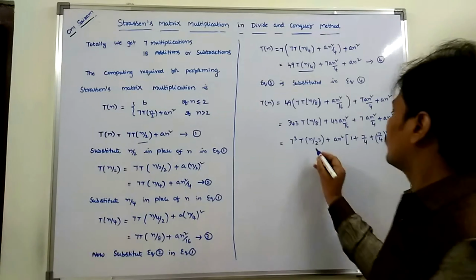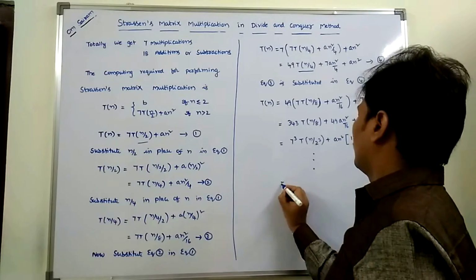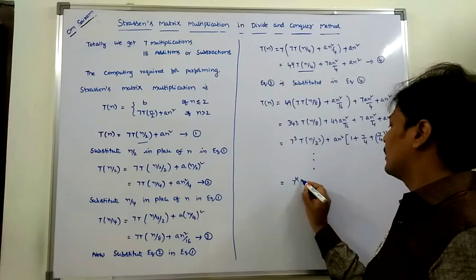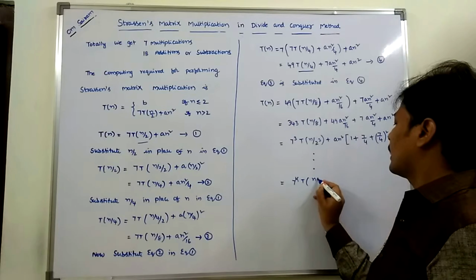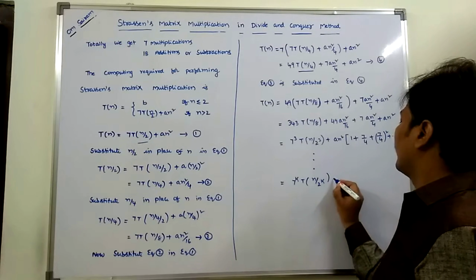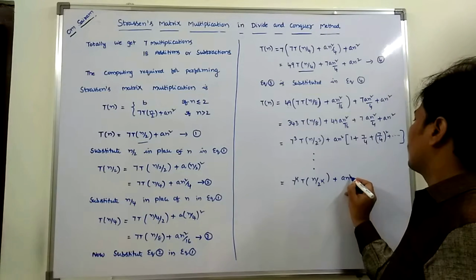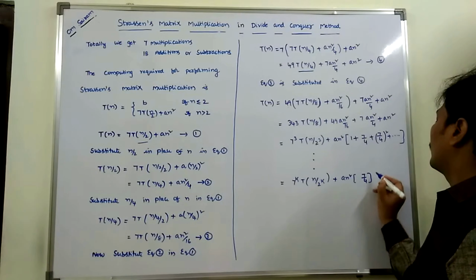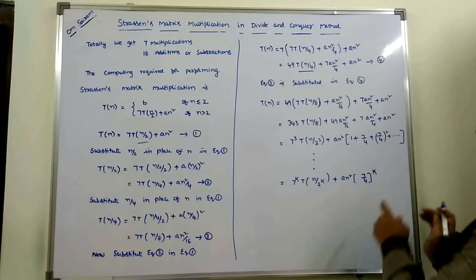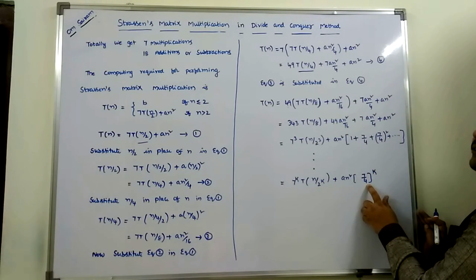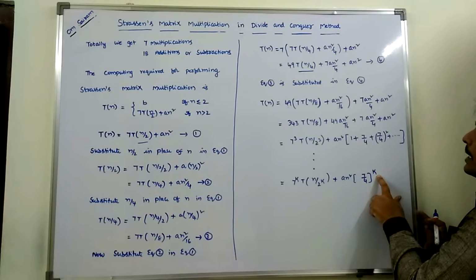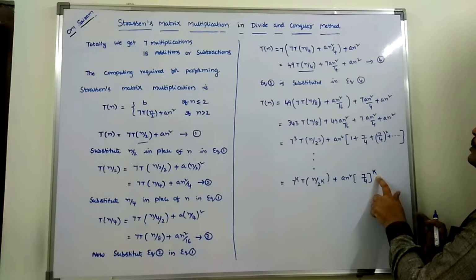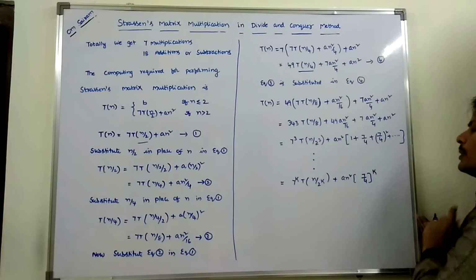Okay, so now the k term is 7 power k into t of n by 2 power k plus a n square into, now this can be written as 7 by 4 whole power k. If the k value is 0, 7 by 4 whole power 0, that is 1. If k value is equal to 1, 7 by 4 whole power 1, that is 7 by 4. If k value is equal to 2, that is 7 by 4 whole square. So up to this is the k term.